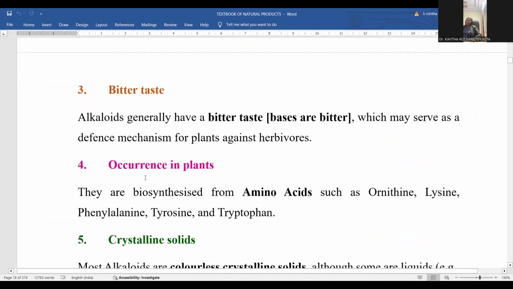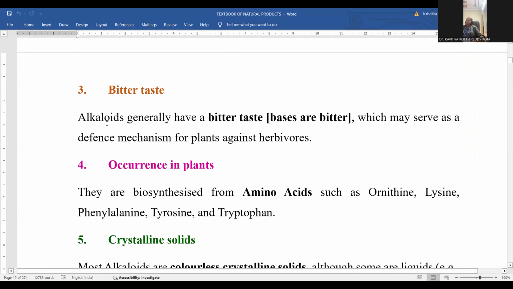And another important property is about taste. Bitter taste is also a characteristic property which is given by the alkaloids. Everybody is aware that basic compounds are bitter in nature, and acid compounds are sour in nature, right? Being alkaloids are basic due to the nitrogen, obviously they are bitter in nature. Alkaloids generally have a bitter taste, which may serve as a defense mechanism for the plants against herbivores.